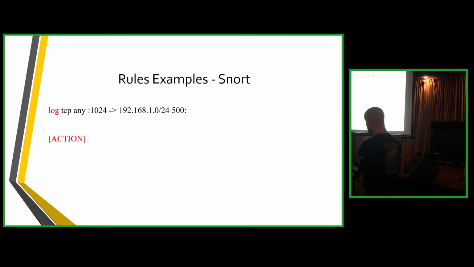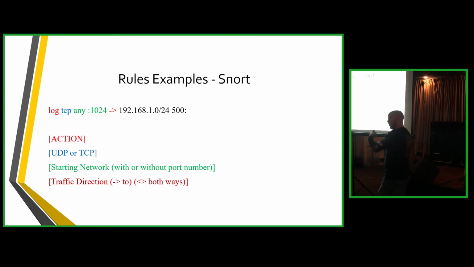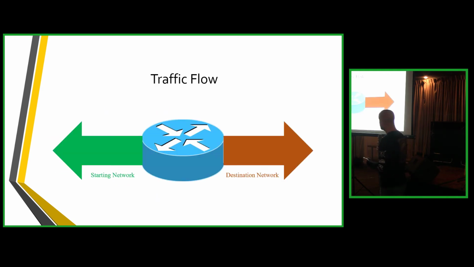So going through the rules, we've got the first part, which is the action. In this case, we're going to log the event that happened. The second partition is going to be either UDP or TCP. Then we've got the starting network, and we're specifying a range of ports. That colon will be talked about a little bit later. This arrow right here shows the direction. So we've got the starting network talking to the later network, and you can either put just one arrow, so it's only that traffic coming in going to that network, or you can use an arrow specifying both ways. And then lastly, we've got the destination network, and then the ports.